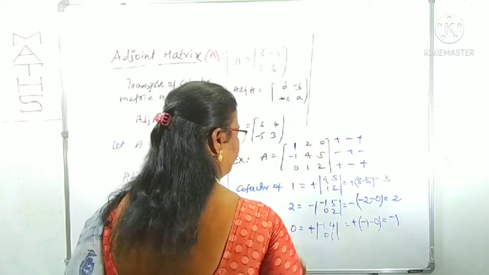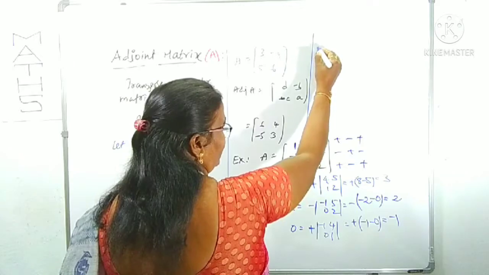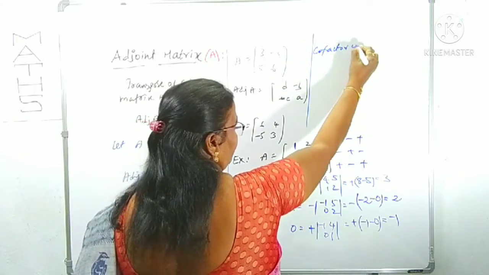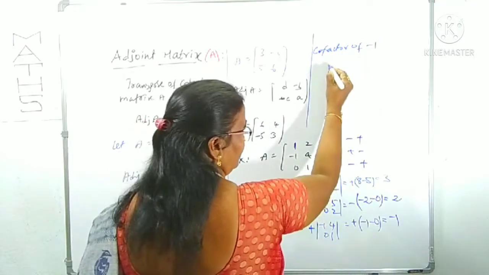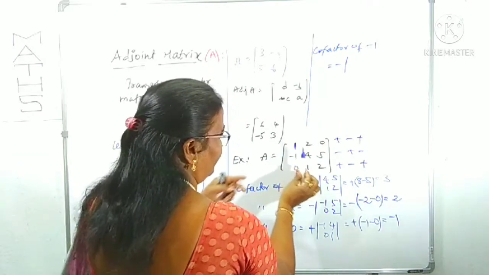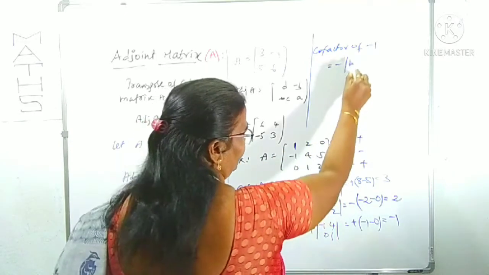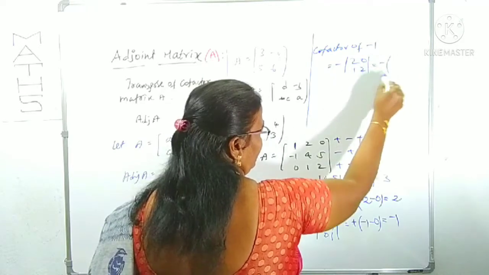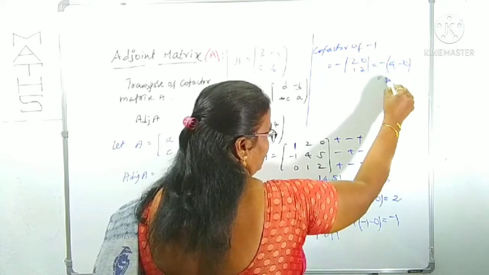Next 3 elements. Next 6 elements. What is the next element? Minus 1. Cofactor of minus 1. Which row is this in? When it is in the second row, what should we do? It is given with a minus sign: minus of determinant. Minus 1 is in the first column, second row. After closing this, 2, 0, 1, 2 left over. Its determinant is minus of 2 twos are 4, with minus 0, that is minus 4.